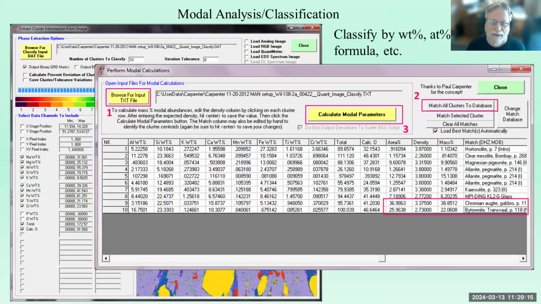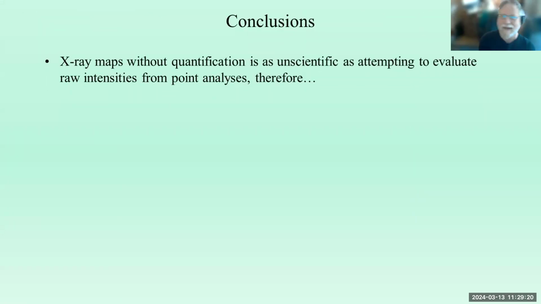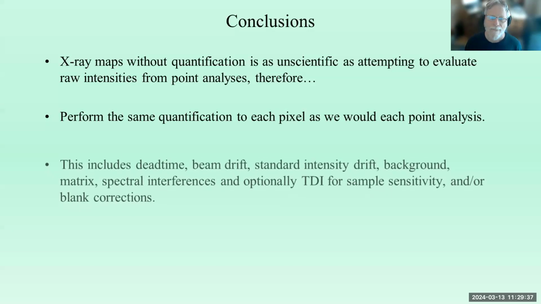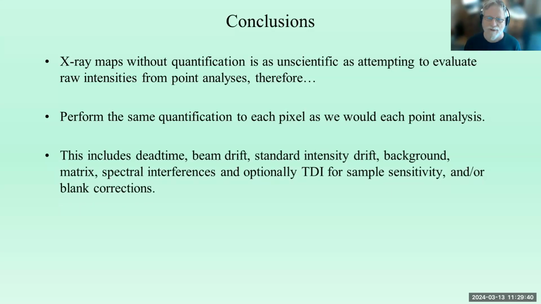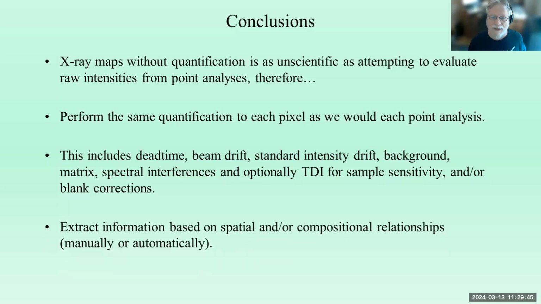Okay, and I think that's it. I really think that we should be quantifying all our X-ray maps. If we're going to quantify points, we should be quantifying pixels, and do all the corrections that we do to each data point. And as I've mentioned before, all the corrections we can do to them. And then now we can extract information based on these spatial or compositional relationships manually or automatically. All right, and that's it.